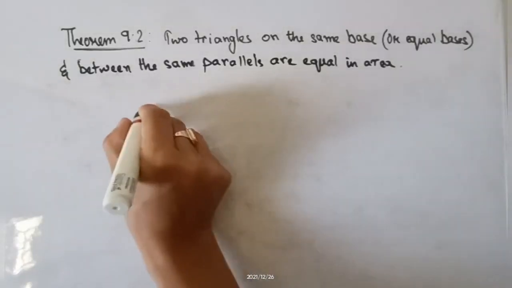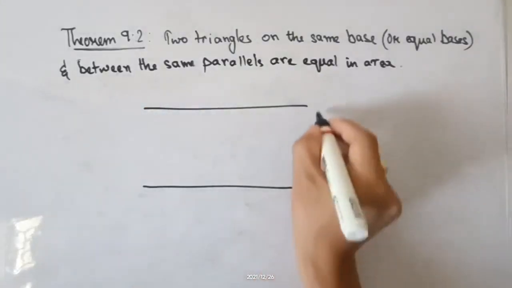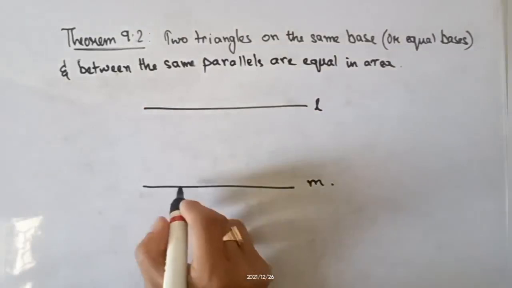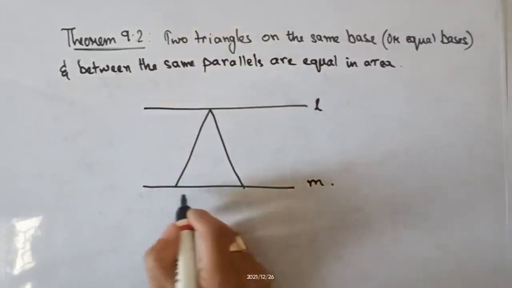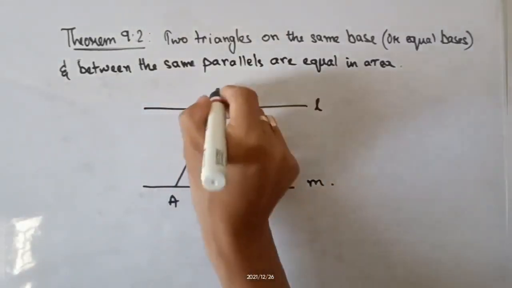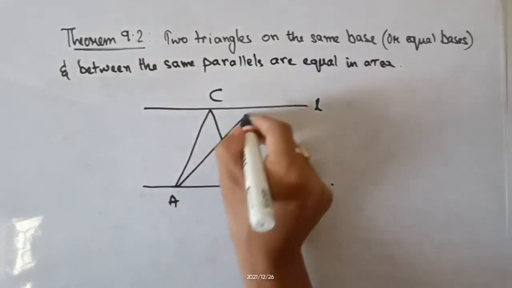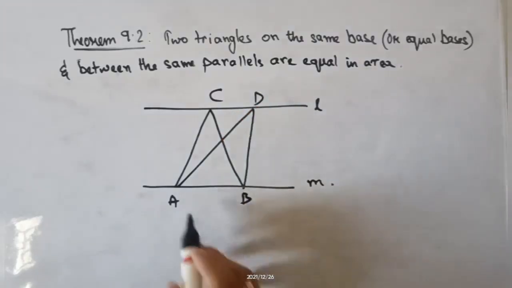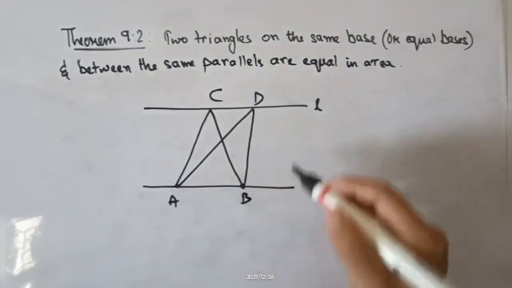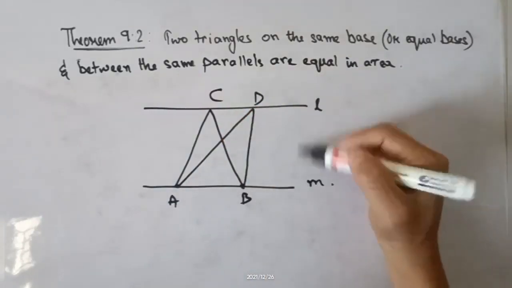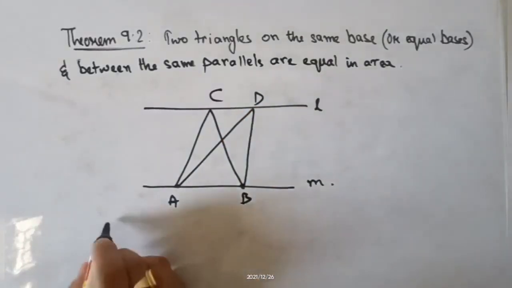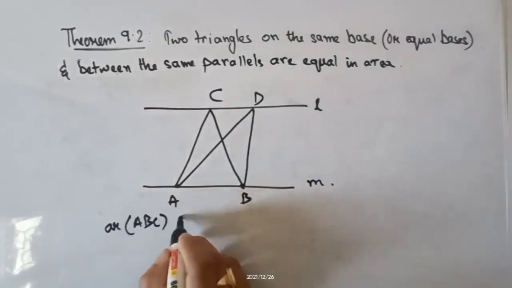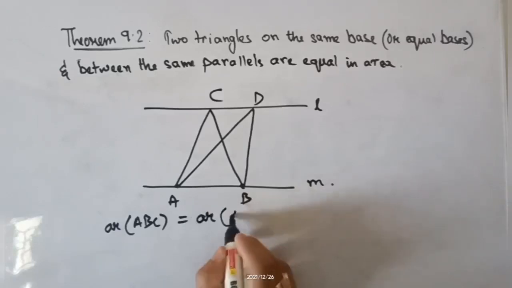So let me first construct two parallel lines. Let us suppose these lines L and M are parallel to each other, and triangle ABC and triangle ABD are two triangles with the same base AB and between the two parallel lines L and M. So the theorem says area of triangle ABC is equal to area of triangle ABD.